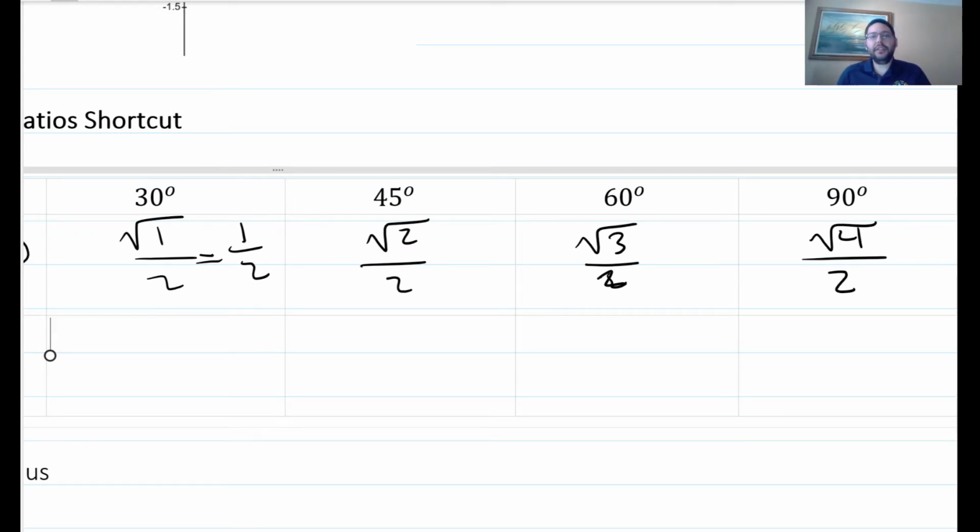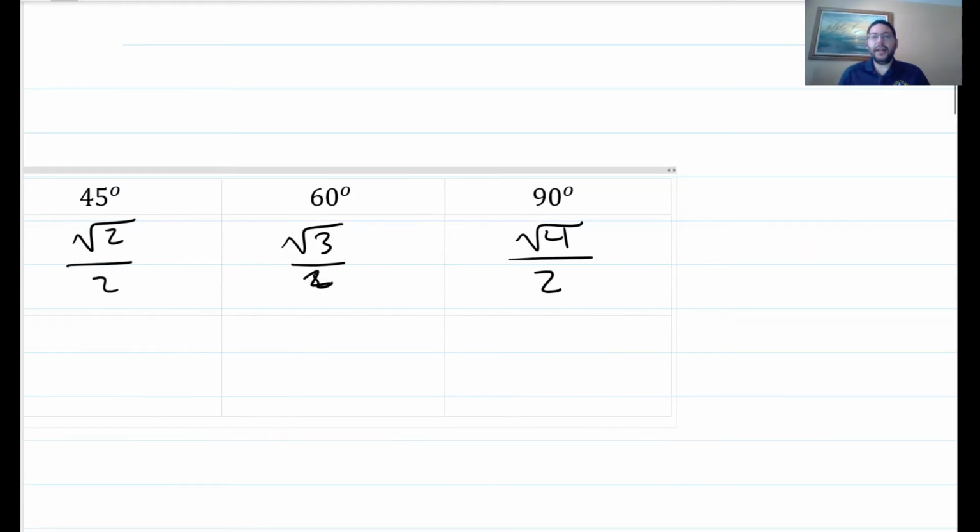The sine of 60 degrees is square root of 3 over 2. Again, there's nothing we could do there, so that's our value. And then lastly, sine of 90 degrees. Well, we know the square root of 4 is 2, so this is 2 over 2, which is equal to 1. So we know that the sine of 90 degrees is 1.